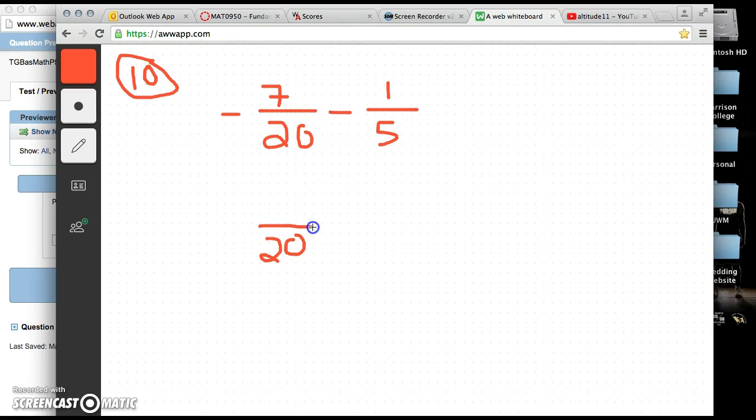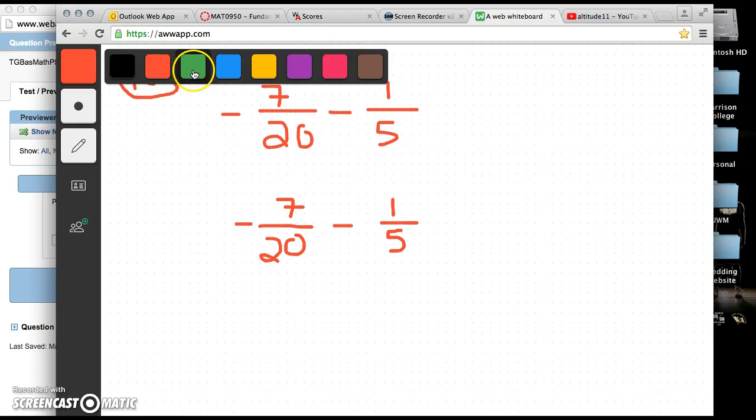So what we want to do is rewrite what we originally had, which in this case was negative 7 over 20 minus 1 over 5. And now for each of the fractions that do not contain your common denominator, remember we decided that the LCM, or the least common multiple between 20 and 5, was 20. So this denominator already is 20. However, we see this denominator over here on the right is not 20.